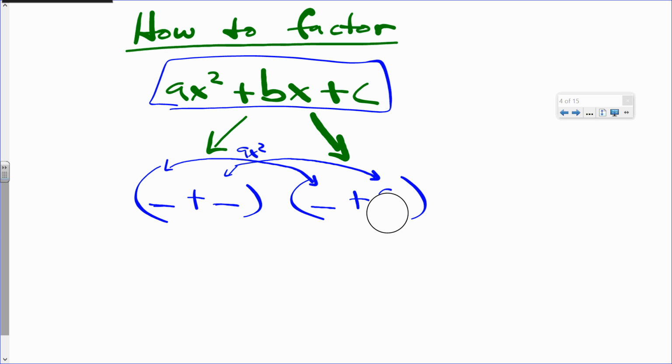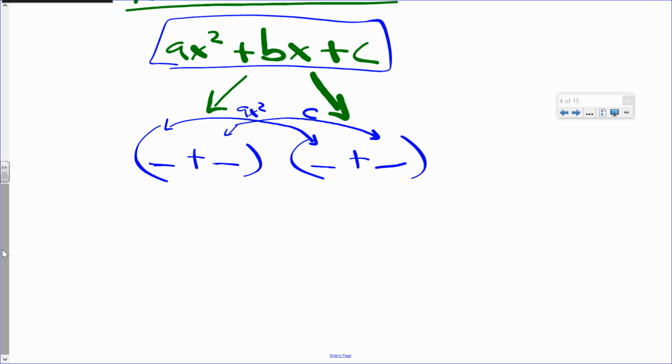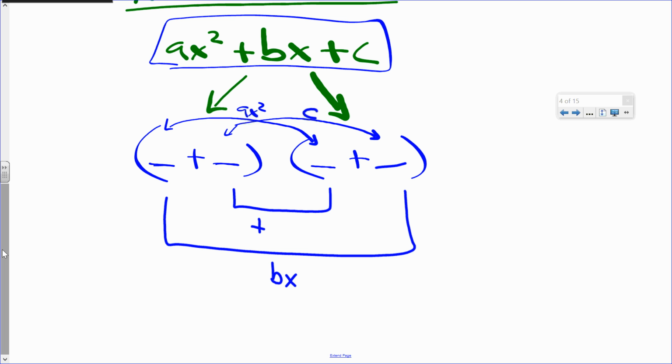Oops, I should put the C there. Whatever you put here has to multiply to become C. How about the BX, and how are we going to get the BX? Well, the BX will be these two multiplied plus these two multiplied. The insides and the outsides multiplied should become BX. I'll put this product plus this product equals BX. When I say product, what I mean is after you multiply. If you multiply these and add it with these multiplied, they should be BX, the middle term. And you found your factors.